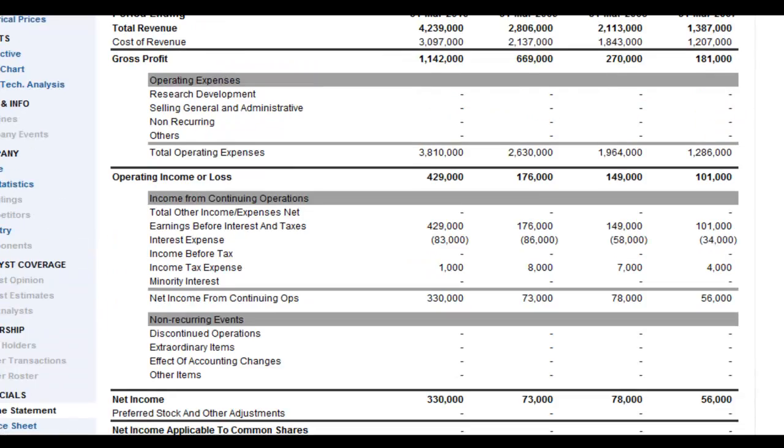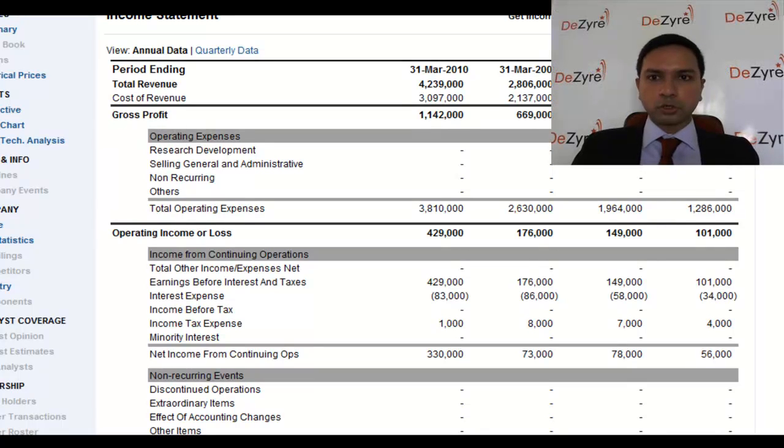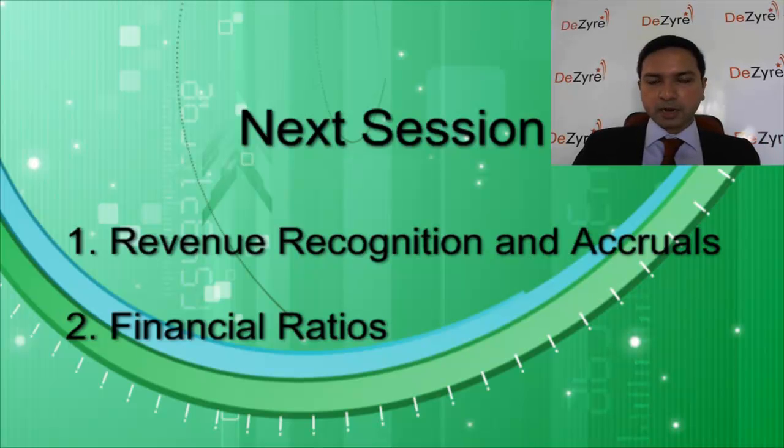So now you know how to read a real company's income statement, and you also know where to find these income statements for your analysis. In our next session, I'm going to keep my promise and finish up the goals of this session, which are looking at accrual accounting and revenue recognition, some special cases of cost of goods sold, and also some financial ratios. All right, thank you. See you soon.